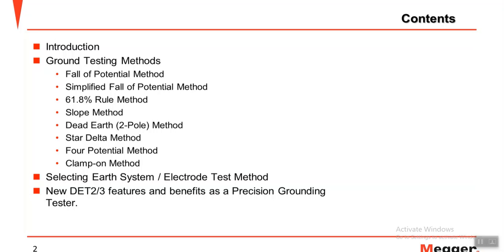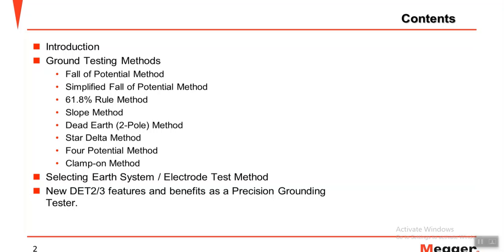The main goal of this webinar is that I hope we will understand clearly each method in order to get precision grounding testing, because there are many alternative methods to define the ground resistance. I will explain the fall of potential method, simplified fall of potential method, 61.8 or 62% rule method, slope method, dead earth or two-pole method, star delta method, four potential method, and the last one is clamp-on method.